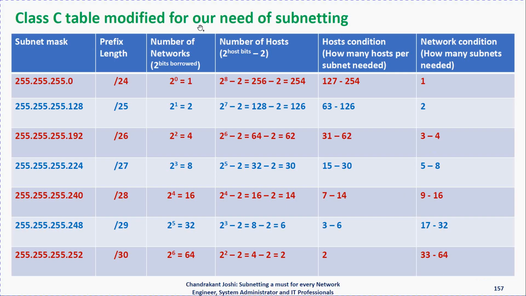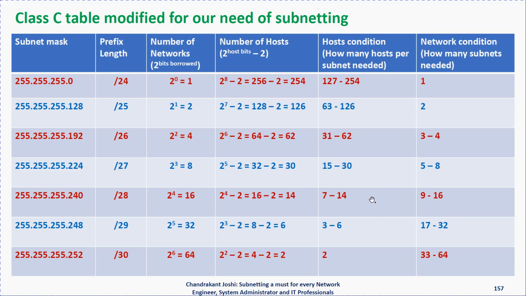Class C table modified for our need of subnetting. So this was the table that we have already seen earlier. Now I have just done a little bit of modification so that we can use this table for the purpose of planning our network based on the given scenario. So subnet mask, prefix length, number of networks, number of hosts per subnet. Okay, now this is the host condition. How many hosts per subnet?